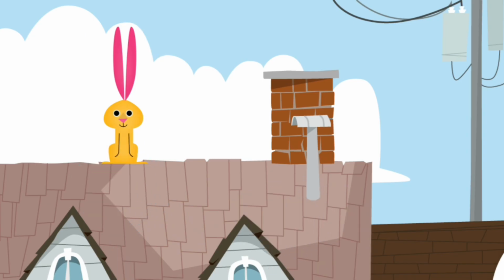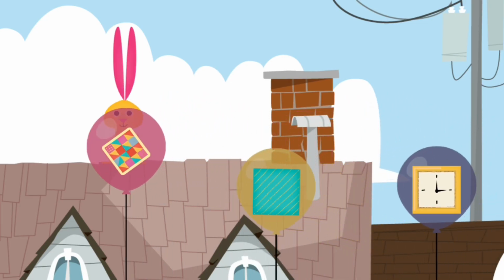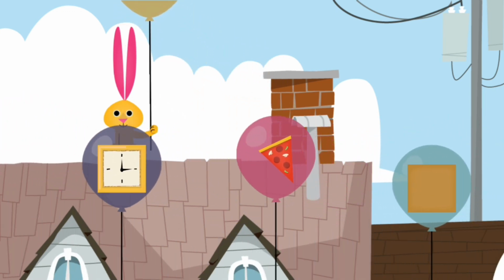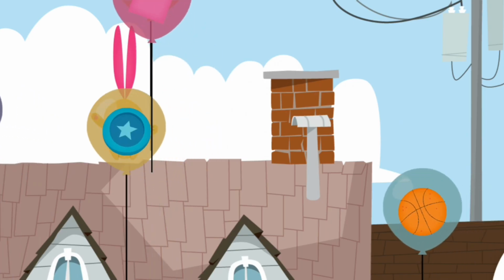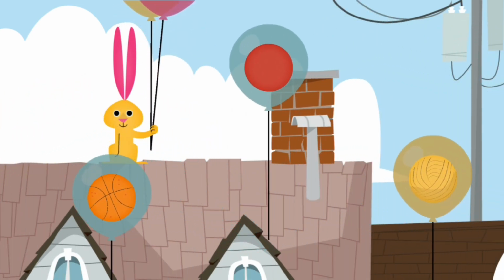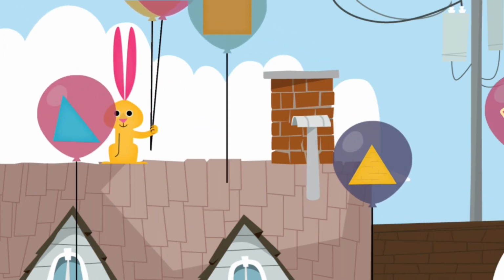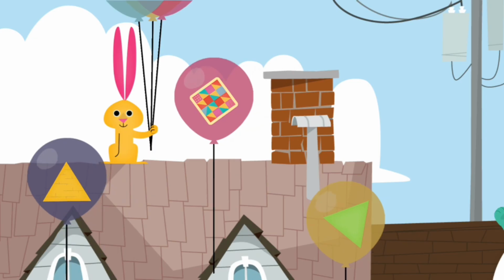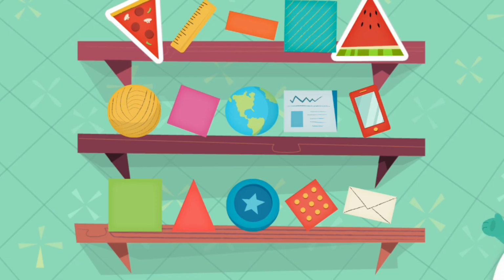Drag 3 squares to the rabbit. Woohoo! Good job! Tap all the triangles. Good thinking!